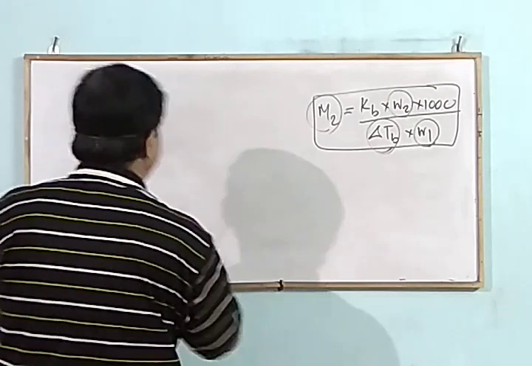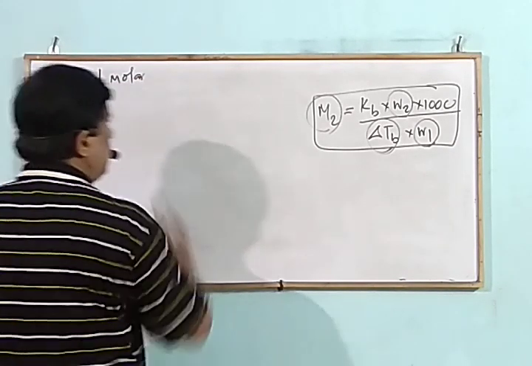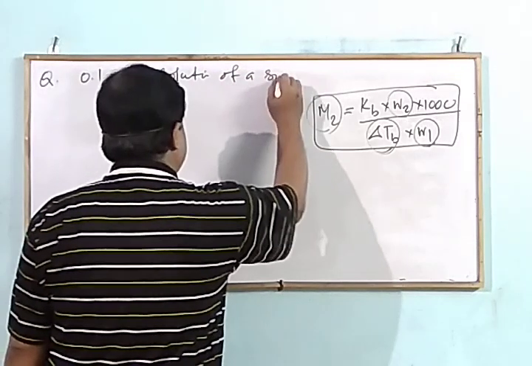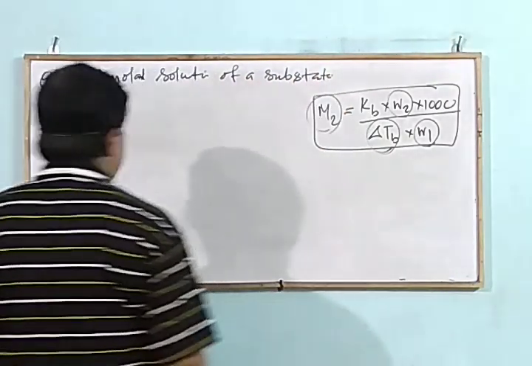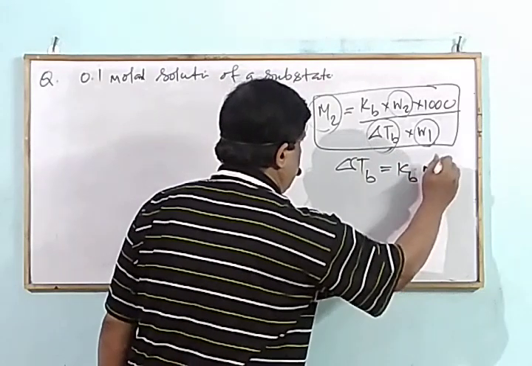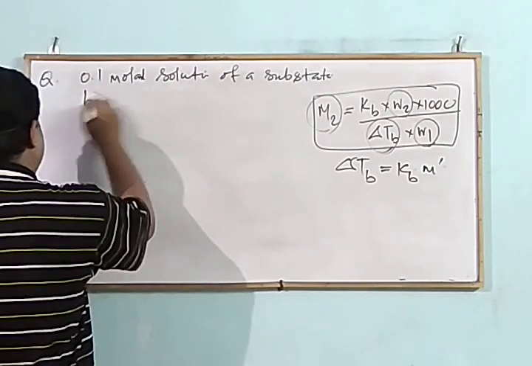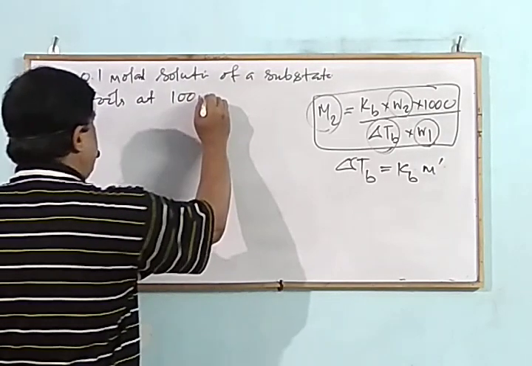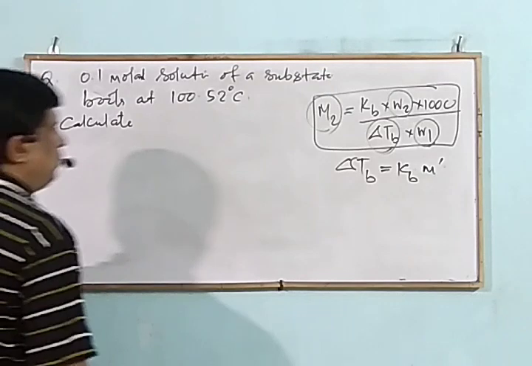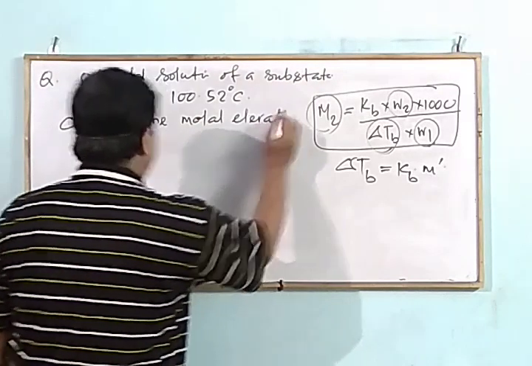One question is there. Question: a 0.1 molar solution of a substance, with formula del Tb is equal to Kb into molality, elevated, boils at 100.52 degrees Celsius. Calculate the molar elevation constant.